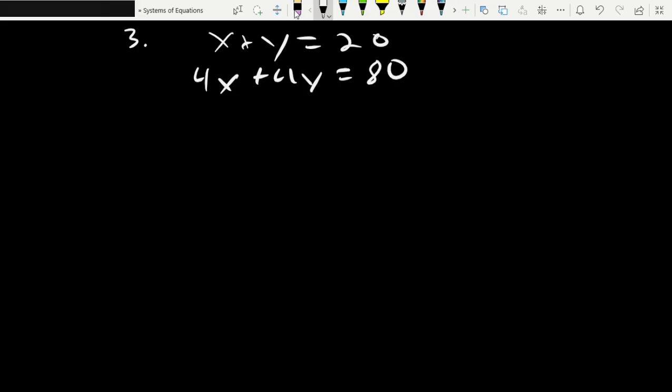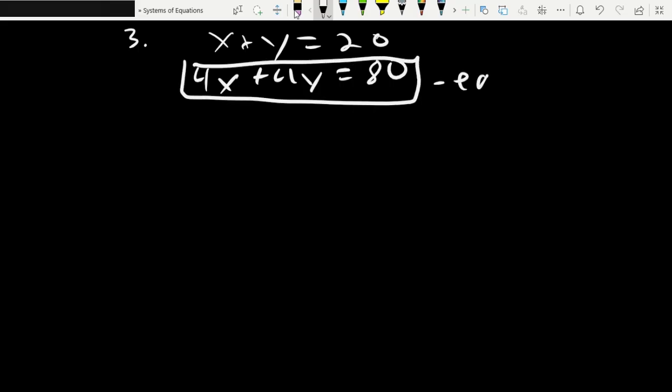So this is x plus y equals 20, right? And this is 4x plus 4y equals 80. Do you guys not see a pattern here? This is being multiplied by 4. This is also being multiplied by 4. And this is also being multiplied by 4. So what does this mean? Well, it just means that this equation right here is actually an equivalent form to this equation because it's being increased proportionally.